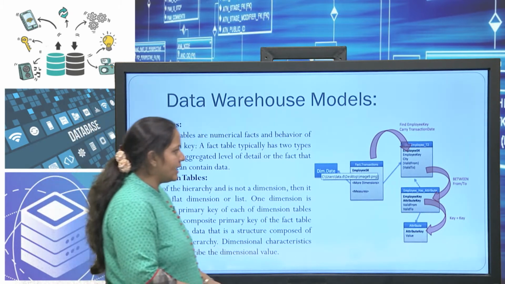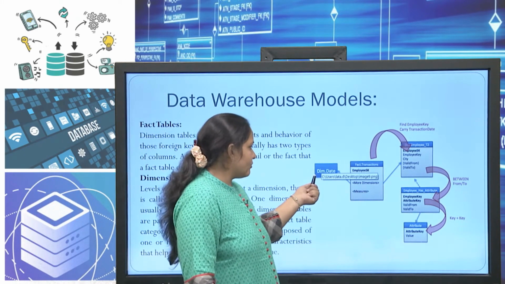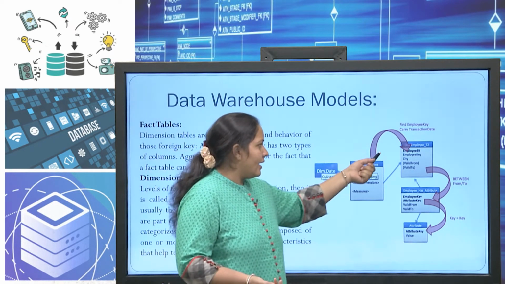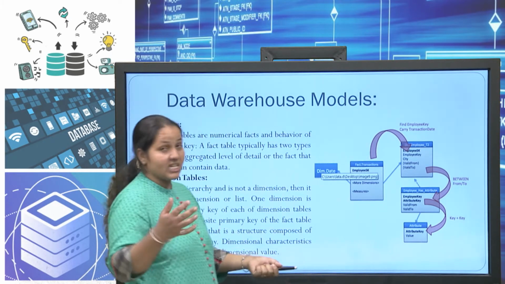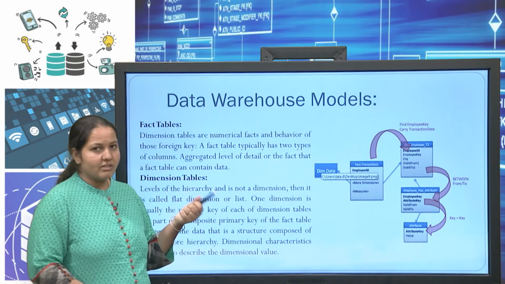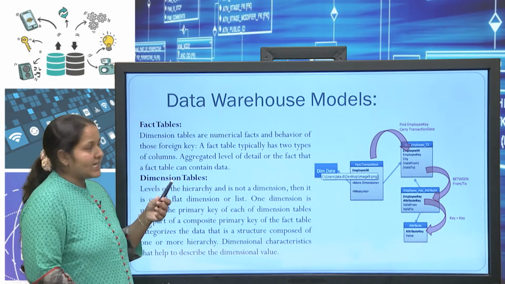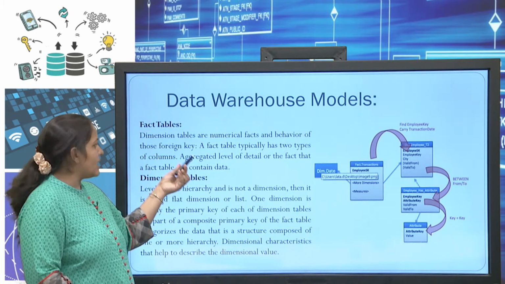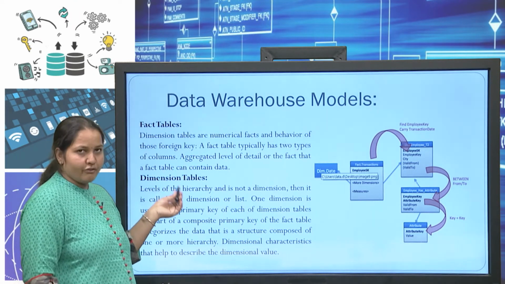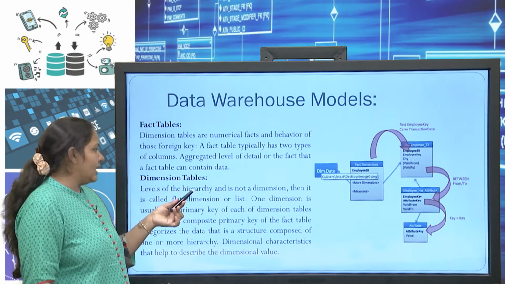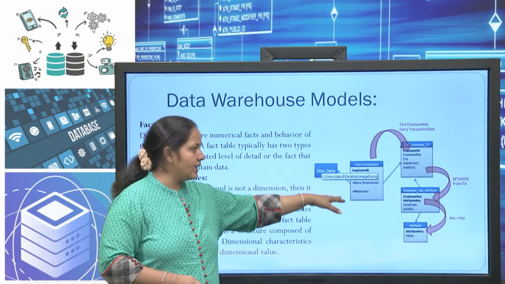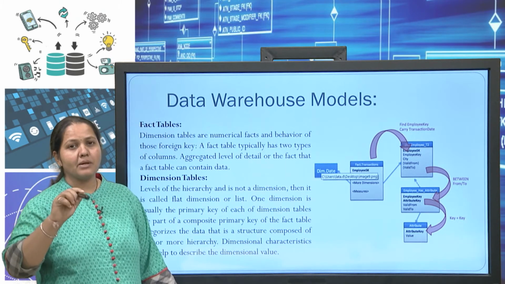For example, in your warehouse you must define your fact transactions, that means the facts which you are using, the dimensions which you are using, which are the keys, which are the relationships. So, star schema gives the facility to define the fact tables. Fact tables contain numerical facts or behavior of your foreign keys, and contain two types of columns, aggregate level and fact detail, that contain the data. So, whatever related column information you have, you define in your fact, so you can get the relationship among the dimensions.